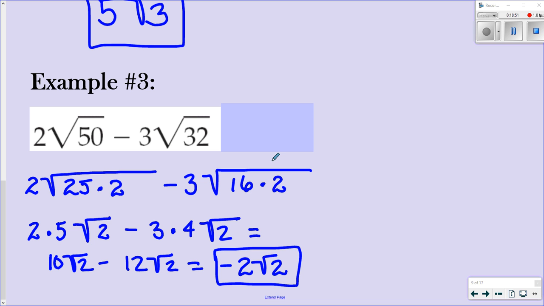And again, like I said, if you're not sure that you have the right answer, put this into the calculator, see what the value is when you combine this, and then put this and see if it gives you the same value. If it is, then you did everything correctly. All right. Next.